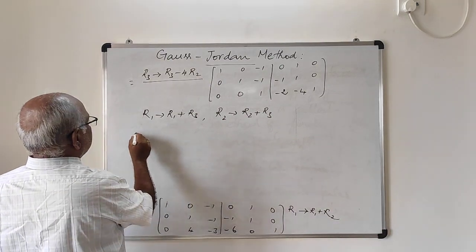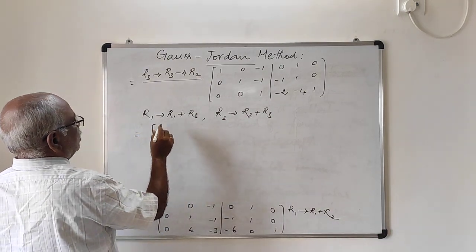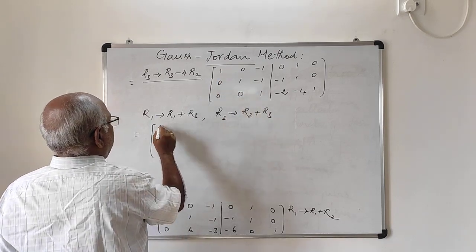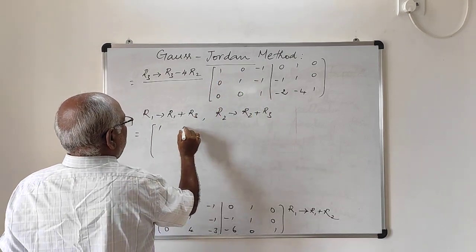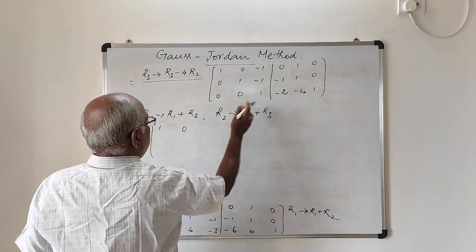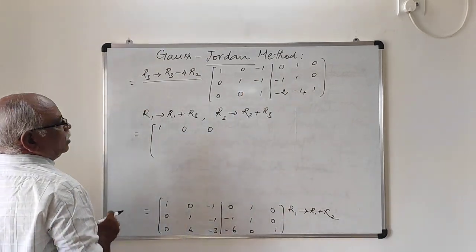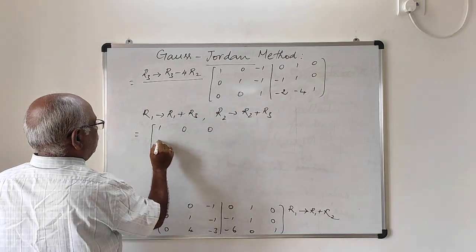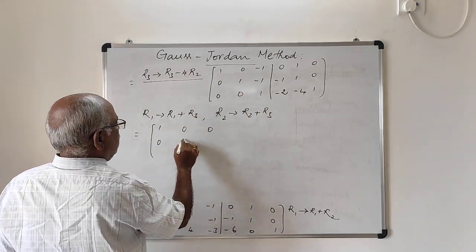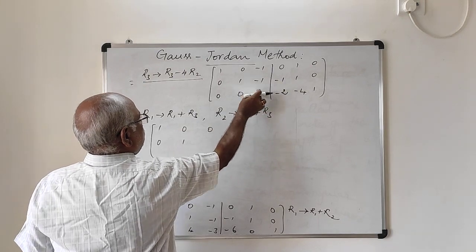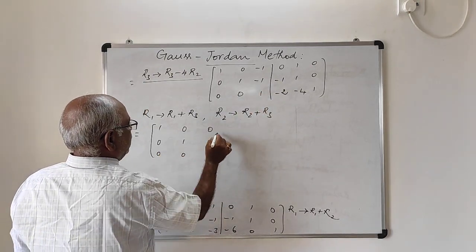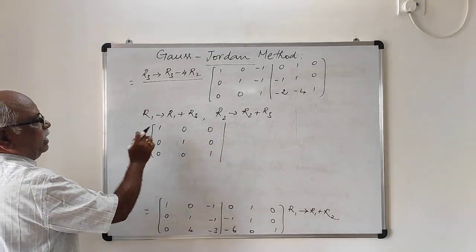So what do you get? R1 plus R3: 1 plus 0 is 1. 0 plus 0 is 0. Minus 1 plus 1 is 0. Similarly, R2 plus R3: 0 plus 0 is 0. 0 plus 1 is 1. Minus 1 plus 1 is 0. So 0, 0, 1. So it becomes an identity matrix.